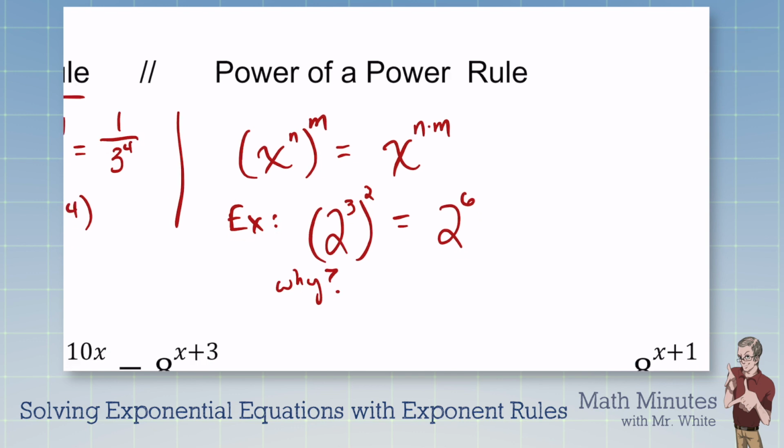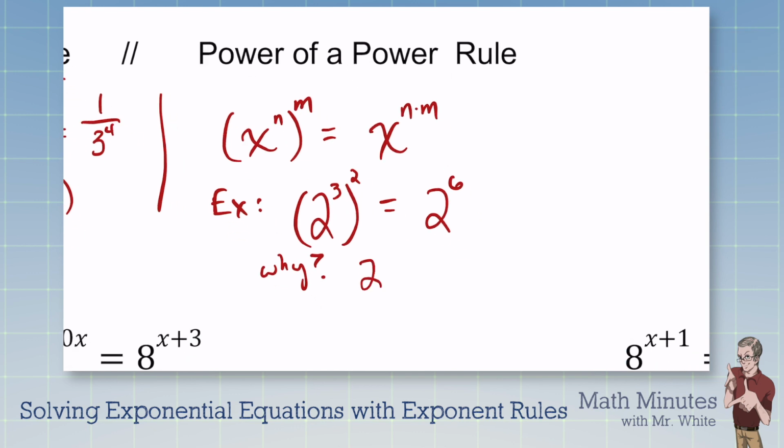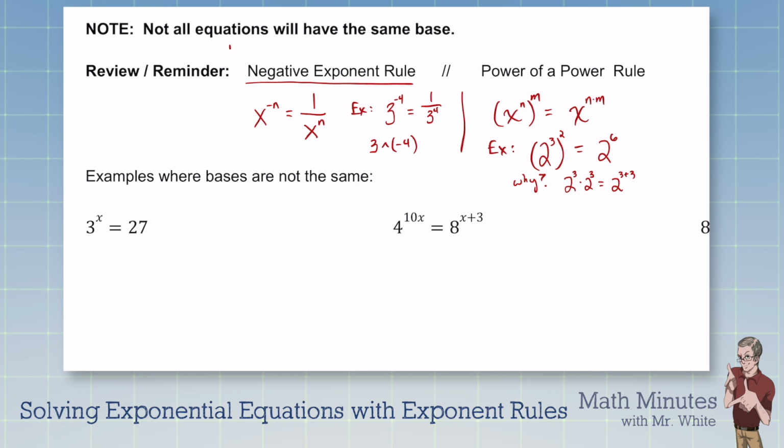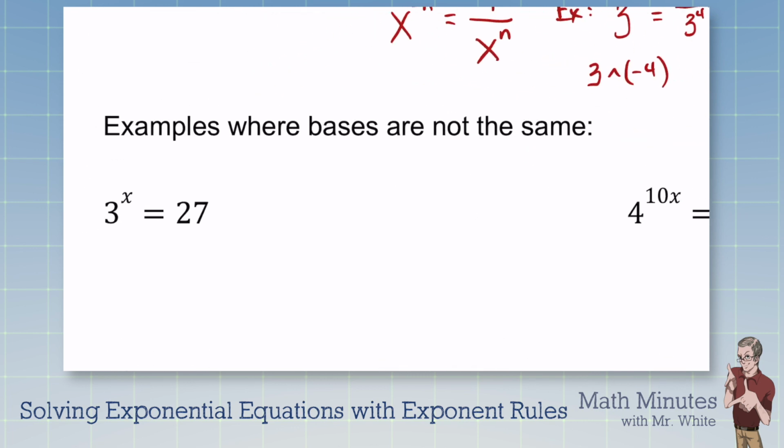Because what does it mean to square something? It's where you multiply it by itself 2 times. So that's 2 to the 3 plus 3 power, which is 6. But the shortcut is that you just multiply. So 3 times 2 is 6. Okay, folks, we're going to use those to our advantage.